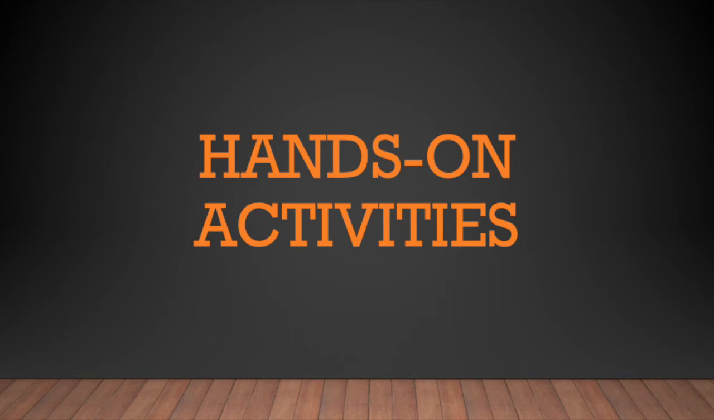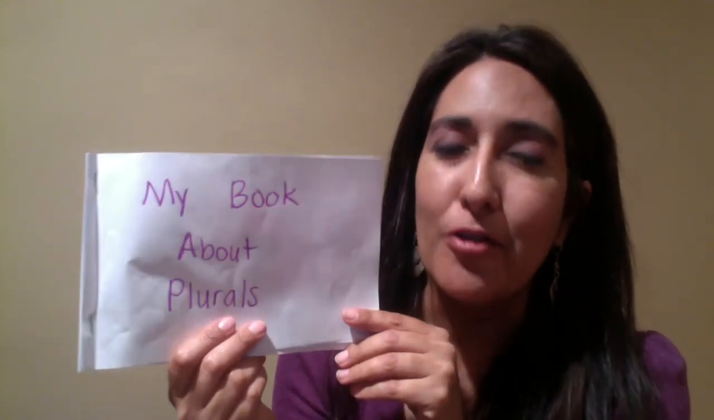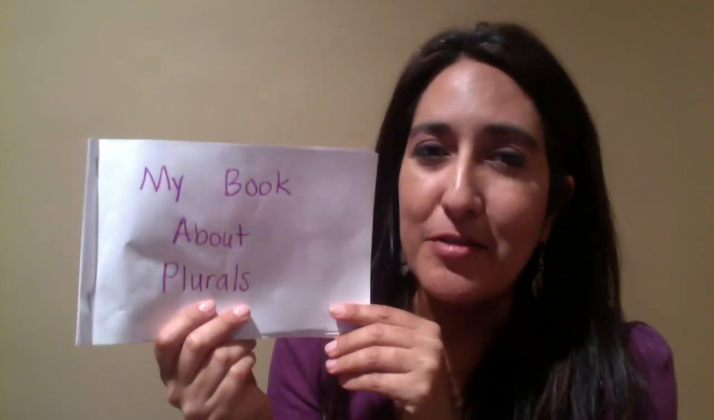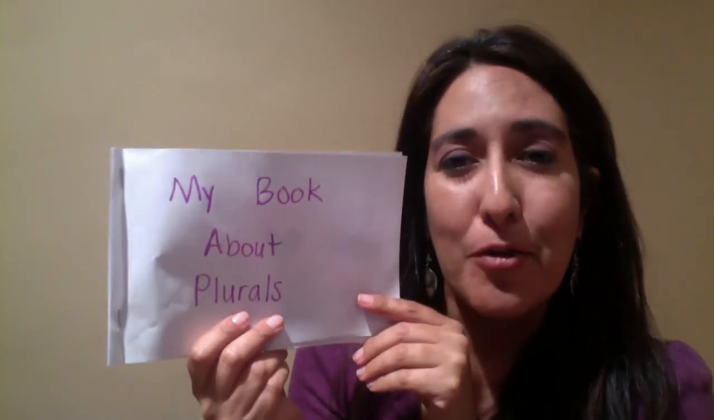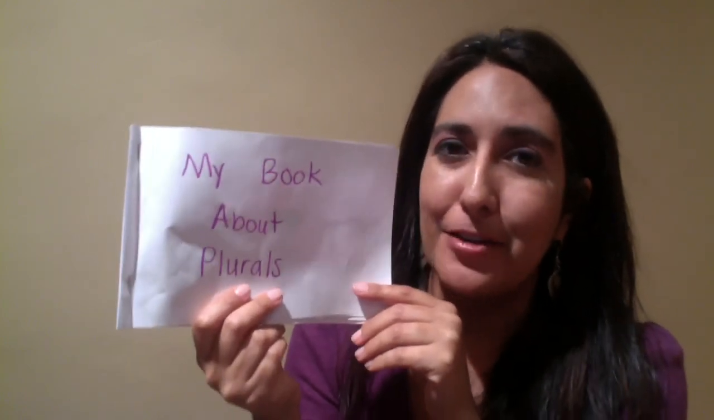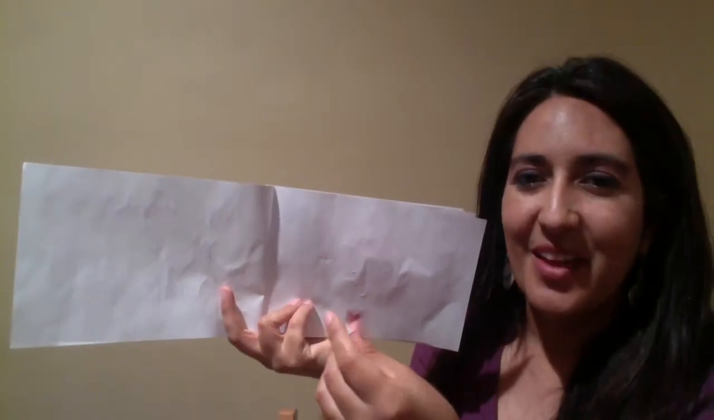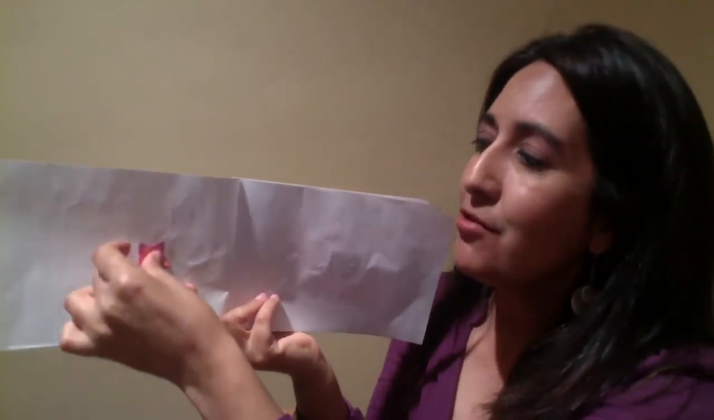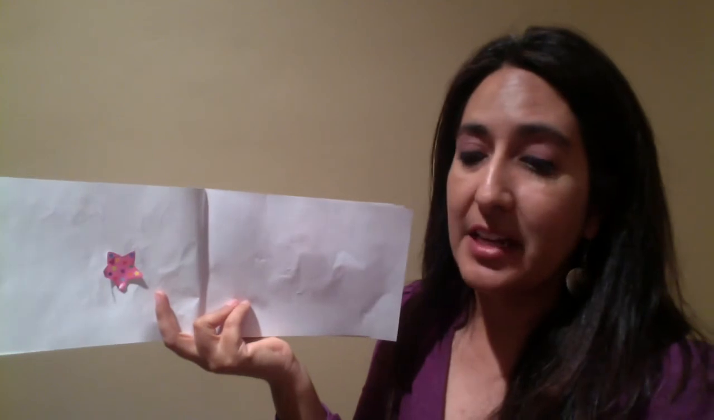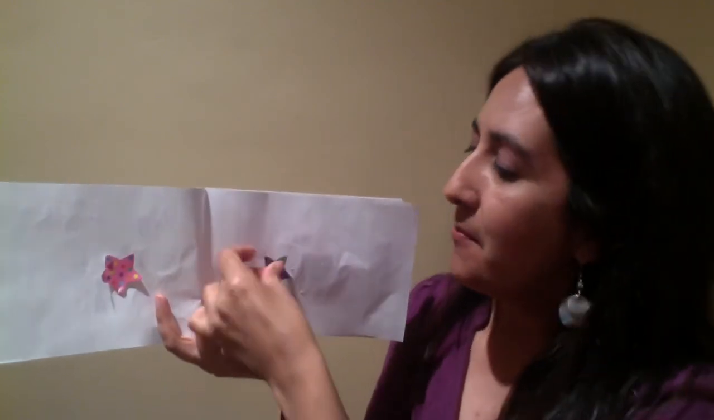Last but not least, let's talk about some hands-on activities. I love getting the kids involved in their own learning. It keeps them way more enthusiastic and there's a lot more buy-in too. One of the ways that you can do this is to help your student create their very own book about plurals. This is super easy to do. All you need is blank paper and a lot of fun stickers. Have the student choose the stickers that they would like to put in their book. You can guide them if there is something in particular that you would like to elicit from them.